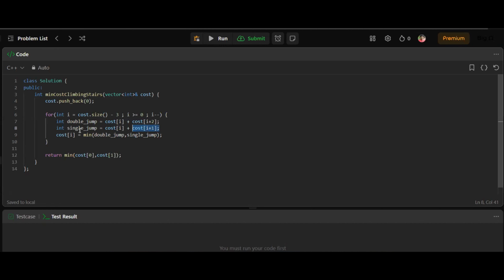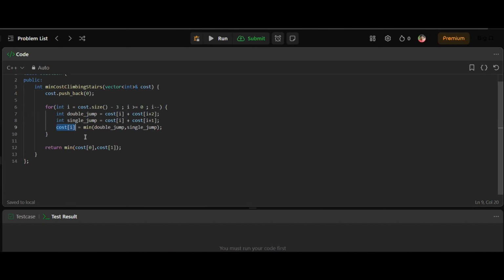After that, we have to override the cost value with the minimum of double jump and the single jump. And finally, we have to return the minimum of cost of 0 and cost of 1, because we can start jumping either from position 0 or from position 1 according to the problem statement.